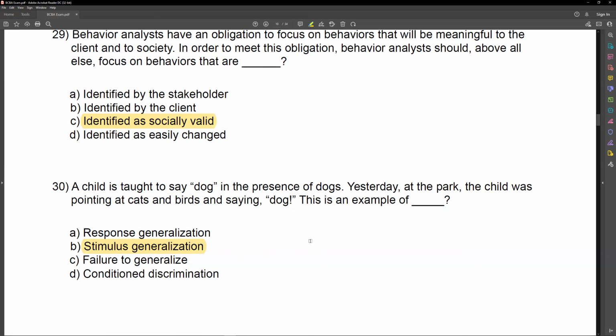Now we need to figure out how we're going to teach them to what? To discriminate. So this obviously isn't an example of discrimination. They're not discriminating. We need to teach them that. And then failure to generalize? No, the client's generalized, just the incorrect way.